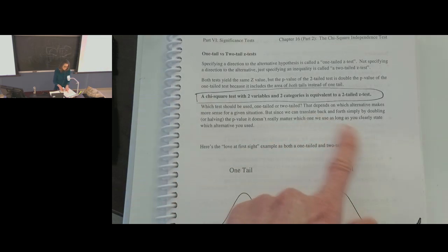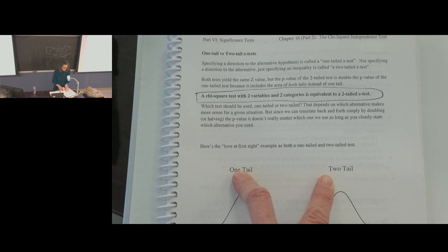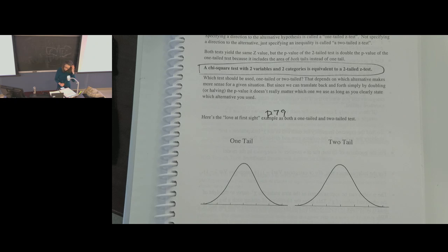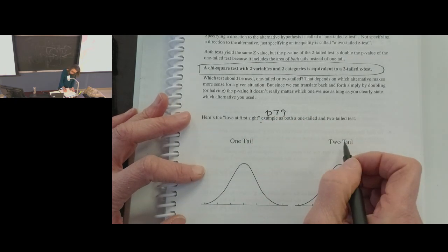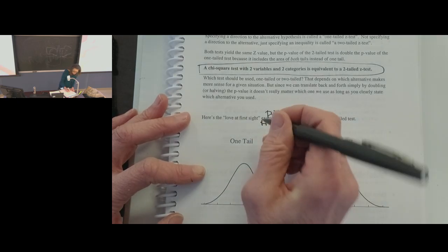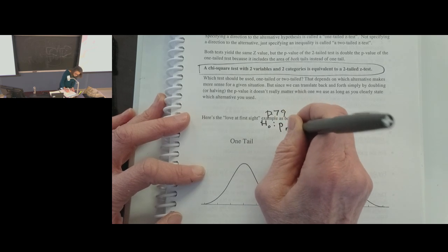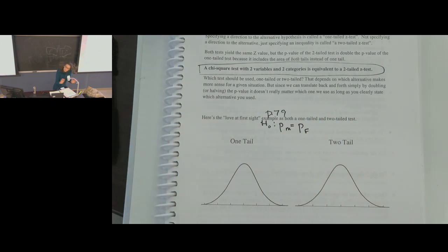Which test should we use? That depends on the situation. Okay, the love at first sight example. That's on page 79. See, we can just do it. I'll show you. For both the two-tail and the one-tail, this was like on your exam, the null is that the probability that men fall in love at first sight is just the same as women.